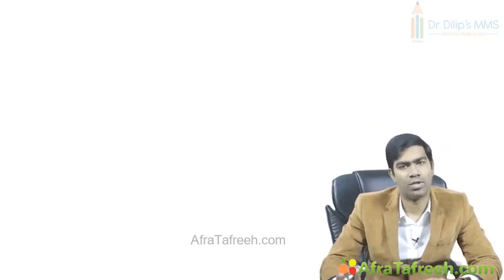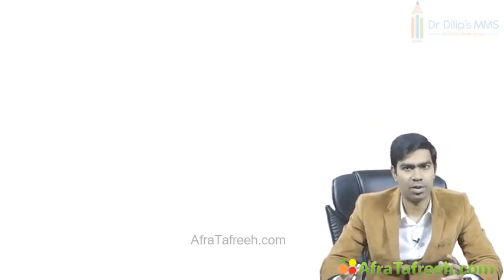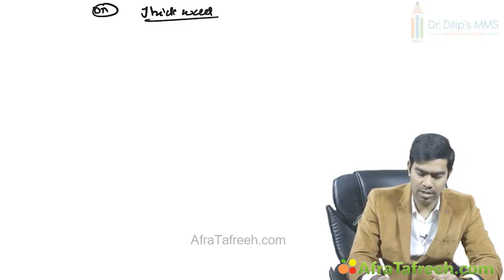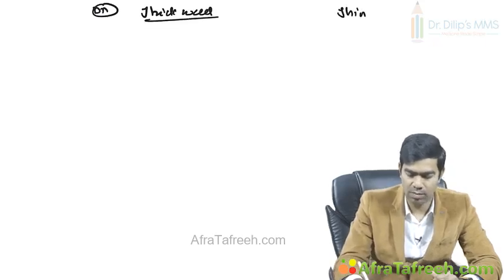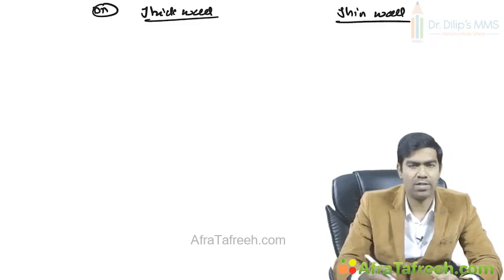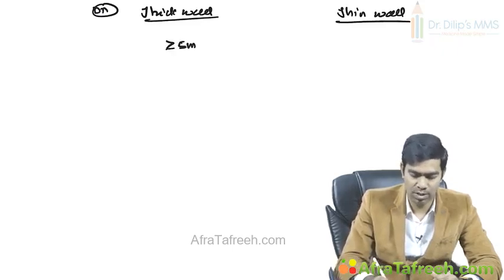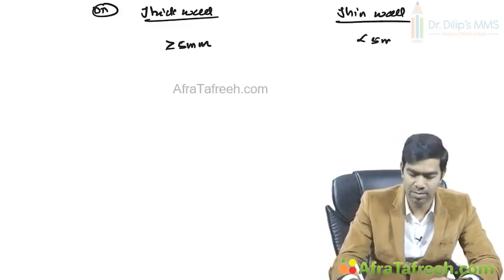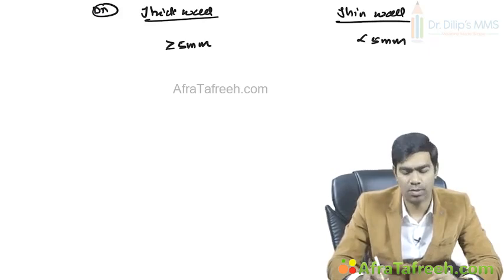Clear? So understood. So these are some of the images I want to show in lung abscess. Next, let us see the differential diagnosis for thick-walled as well as thin-walled cavities. So when are you going to call it a thick-walled cavity and when a thin-walled cavity? By definition, whenever the wall thickness is more than 5 millimeter, we call it a thick-walled cavity. Whenever the wall thickness is less than 5 millimeter, we call it a thin-walled cavity.